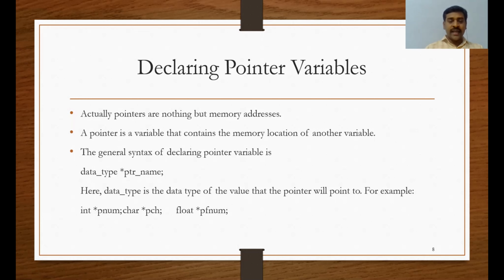Irrespective of the type of the pointer, either it may be integer or character or floating point, whatever the data type of that variable may be, the pointer variable occupies only a specific block of memory. And what is that specific block of memory? It depends on the computer we use.